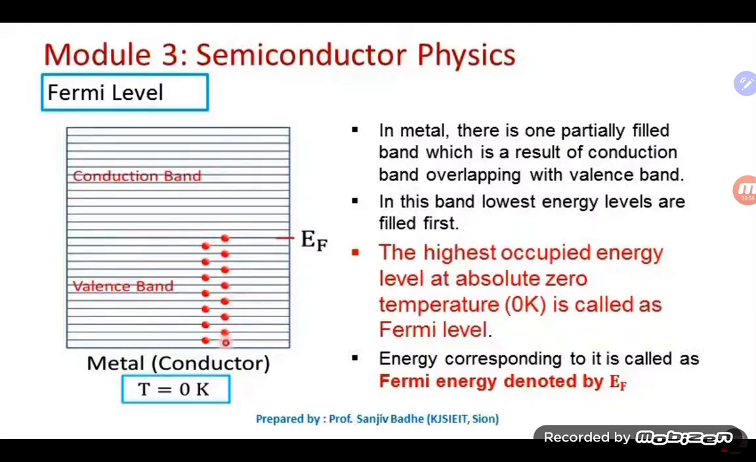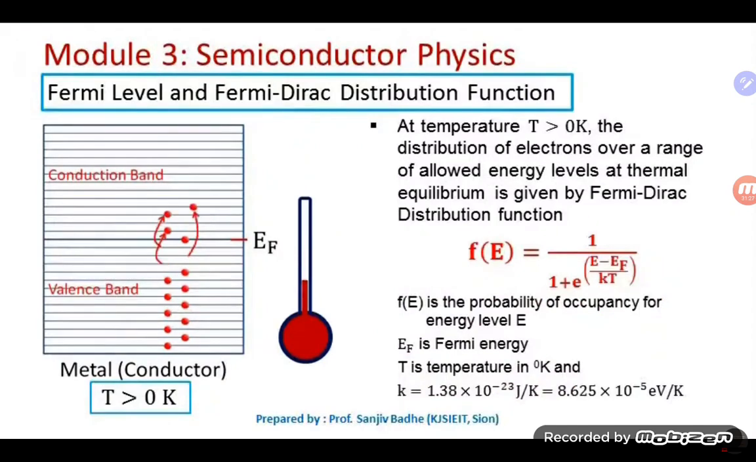So in this case, this is our Fermi level, the highest occupied energy level at 0 degree Kelvin. All the energy levels below this are completely filled at absolute zero temperature, and all the energy levels above this energy level are completely empty. The energy corresponding to this Fermi level is called the Fermi energy, and it is denoted by EF. So at T equal to 0 degree Kelvin, all the energy levels below the Fermi level are completely filled and all the energy levels above the Fermi level are completely empty.